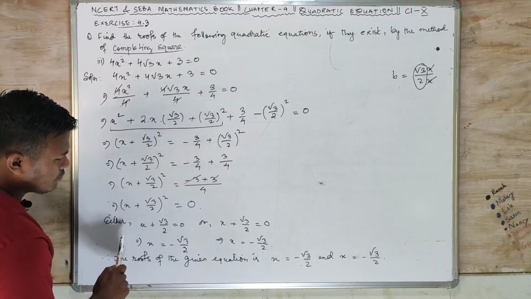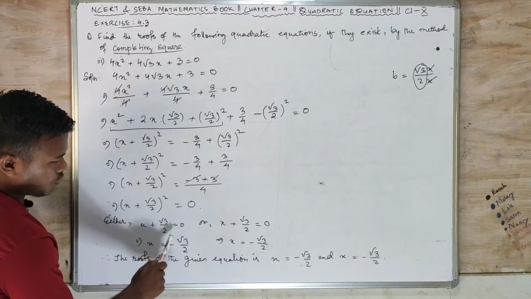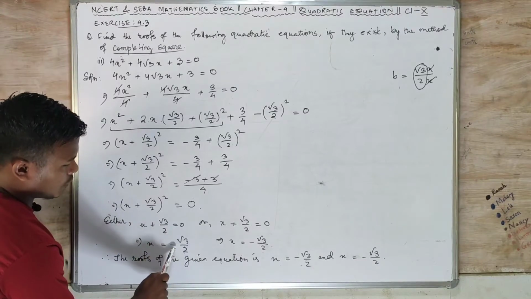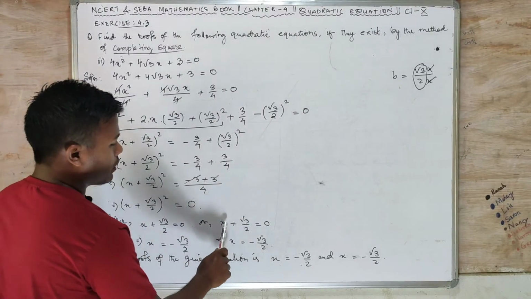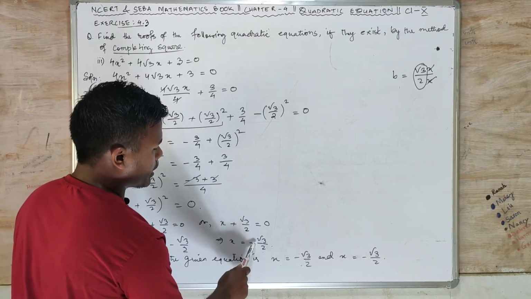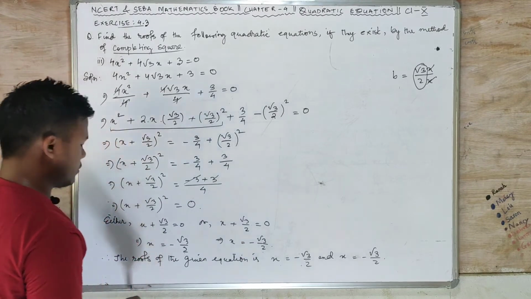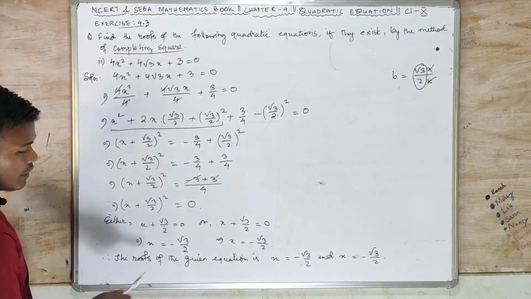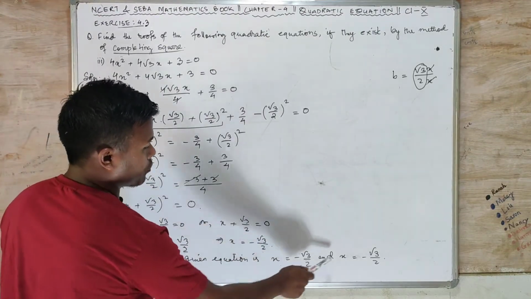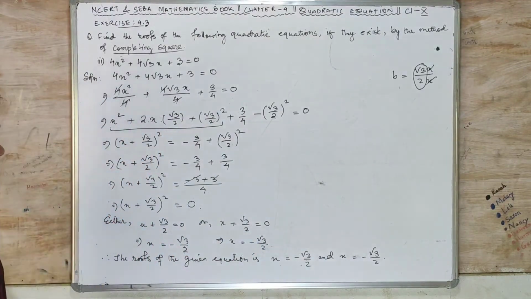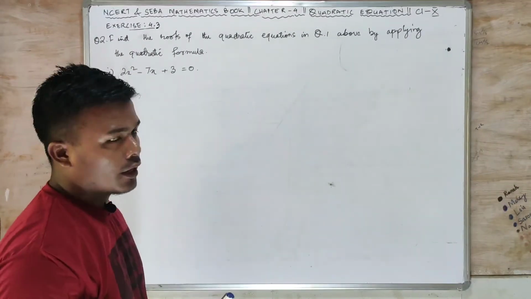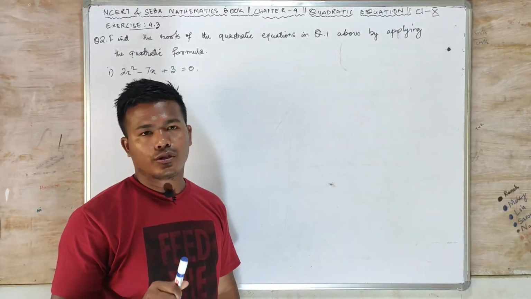It means you have to transfer this one to the right side. X is equal to plus root 3 by 2, it will become minus root 3 by 2. The same thing: x plus root 3 by 2 equal to 0, x is equal to, this plus will become minus root 3 by 2. So here the roots of the given equation will be minus root 3 by 2 and minus root 3 by 2 in both the cases. So students, I have done question number 1, Roman number 1 and Roman number 3.